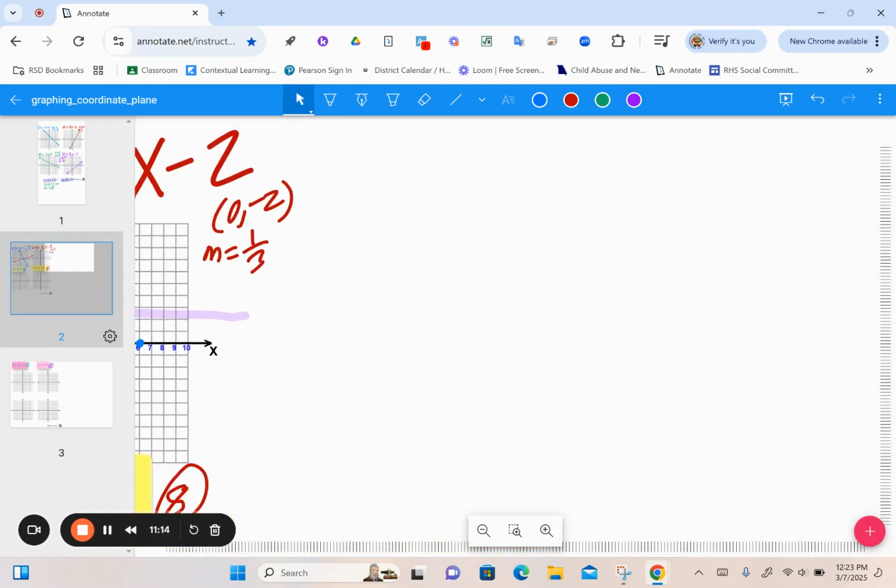Y equals -2x plus 8. Oh, man, I hate when I do that. Hey, what if I hit undo? There we go.